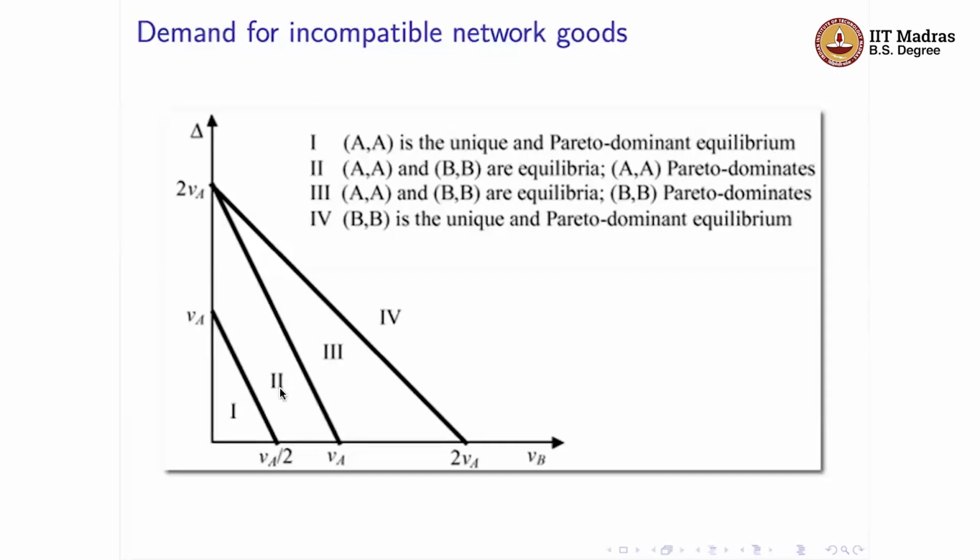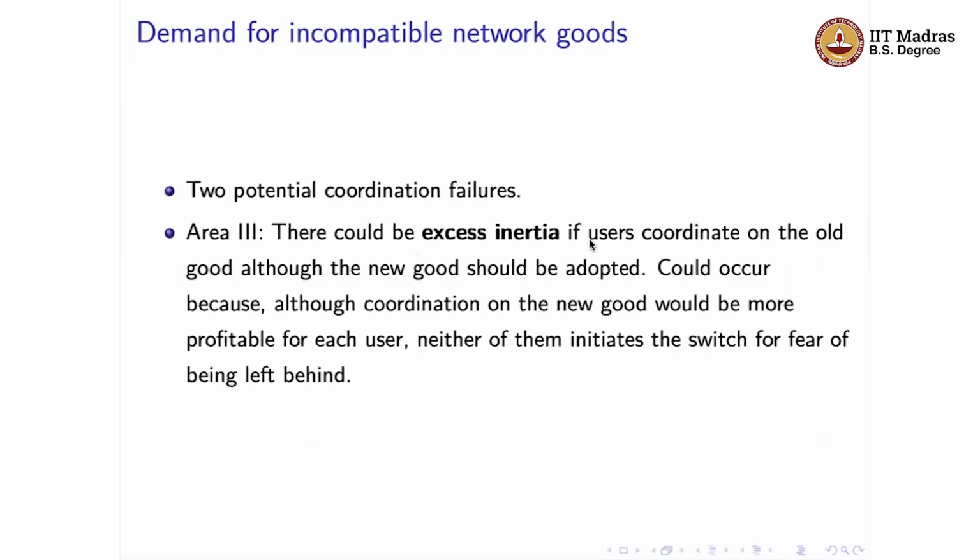So for example, in region 2, where AA is the Pareto dominant equilibrium, we can end up with a situation where consumers are choosing, actually both of them choosing B, right? And similarly in region 3, where BB is the Pareto dominant equilibrium, we can actually have an equilibrium in which both of them are choosing A, right? So we want to focus on these two things. We are thinking of these two things as the potential market failure, if you like, or the coordination failure in this case.